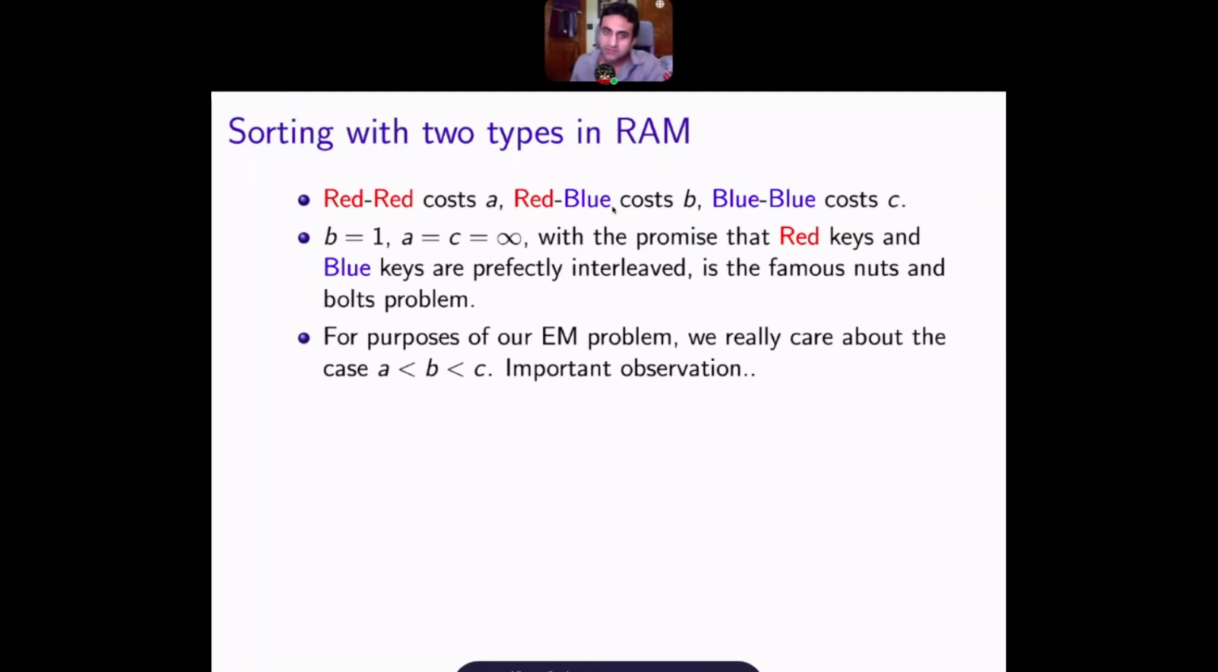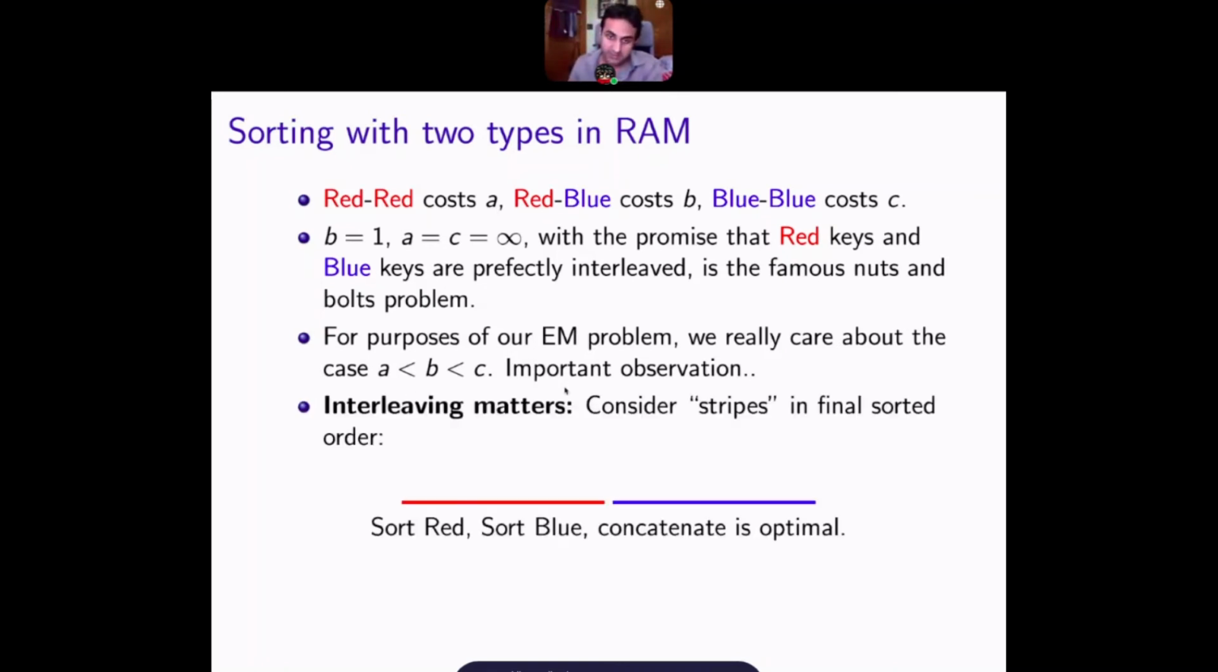So in all generality, solving for all values of A, B, and C will require some work. But as I mentioned, for the purposes of our external memory problem, we care about the case A less than B less than C. And for this case, the important observation, which I sort of alluded to earlier, is that interleaving matters. So again, if you consider the stripes in the final sorted order, let's say in the final sorted order, all the red keys come first, and then all the blue keys come. Then you kind of know that you have to sort the red keys, you have to sort the blue keys, and concatenating them is basically optimal.